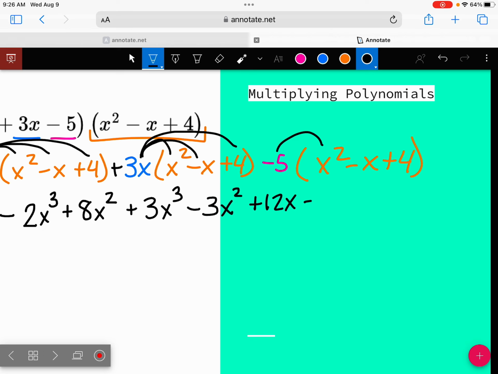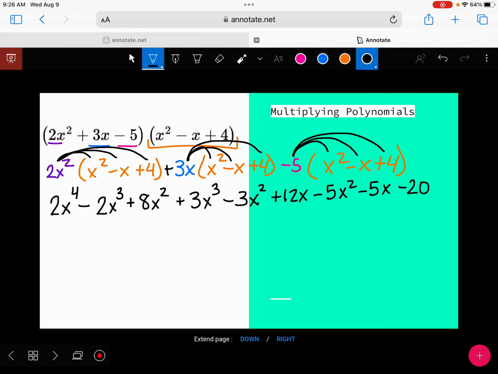Minus 5 times x squared. So we have minus 5x squared minus 5x minus 20. Yes, that would be a positive 5x because that was minus 5 times minus x. Yes. Again, it's easier to see on this when it's all written out long ways to not miss that sign.